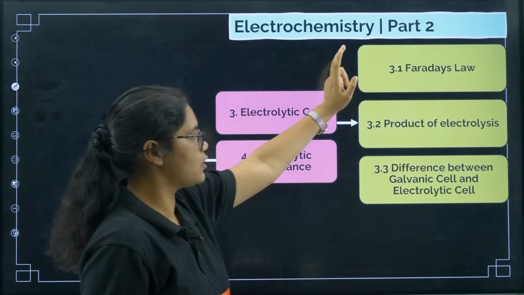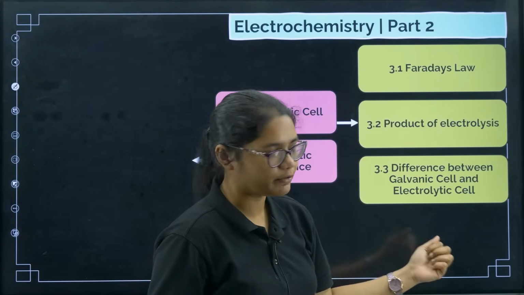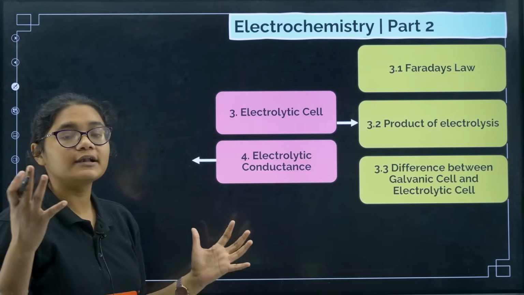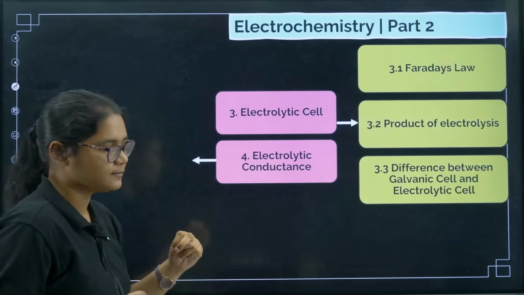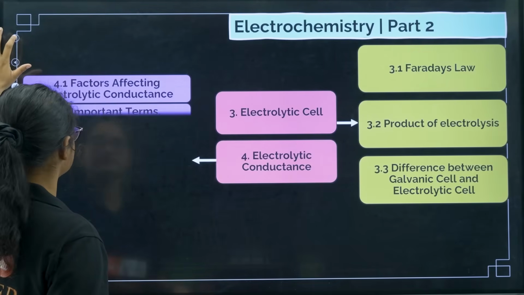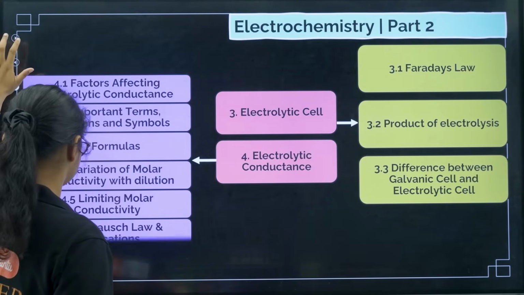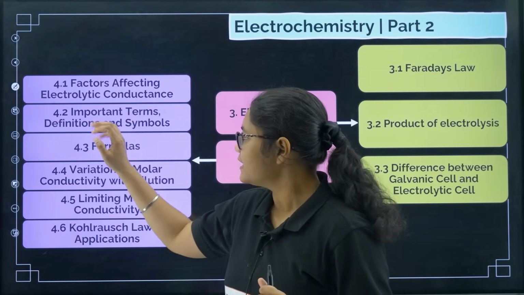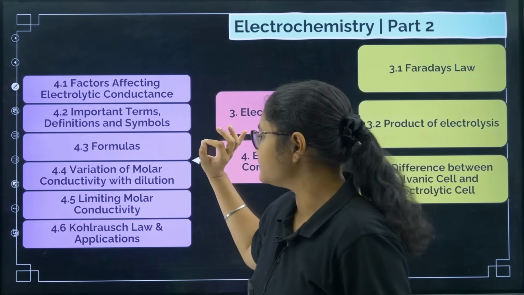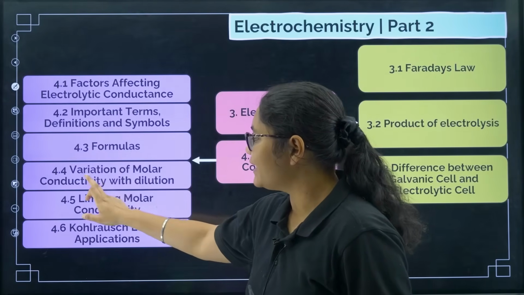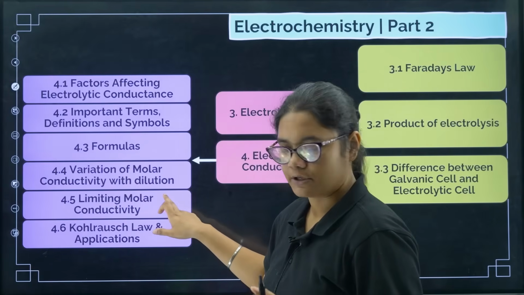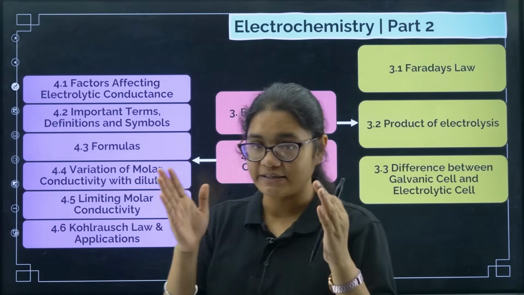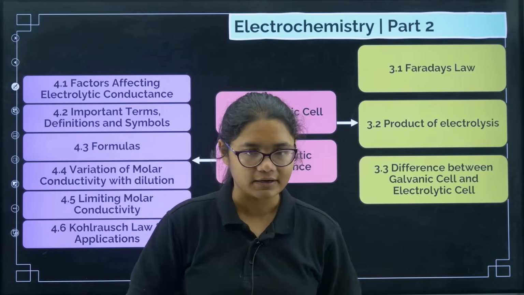In the electrolytic cell we'll talk about Faraday's law, products of electrolysis, and the difference between a galvanic cell and an electrolytic cell, so that you can have a clear understanding of the two cells. After that, in electrolytic conductance we will be talking about a lot of things. We'll discuss the factors affecting electrolytic conductance, important terms, their definitions and symbols, and formulas also. We will discuss variation of molar conductivity with dilution, then limiting molar conductivity, Kohlrausch's law and its application. So please stay tuned, a lot of formulas are coming in now.